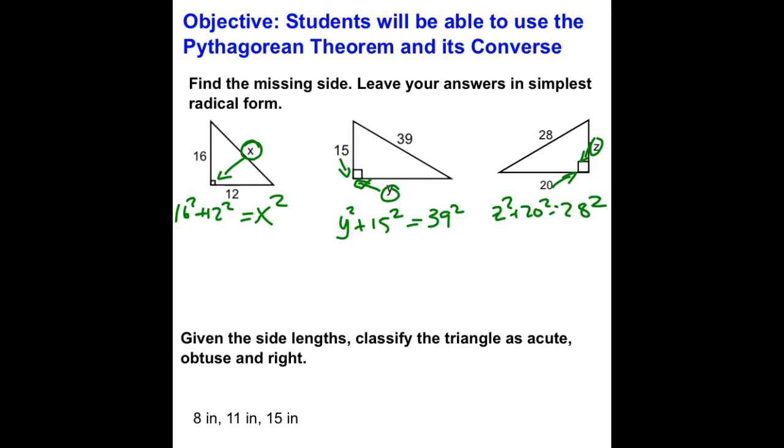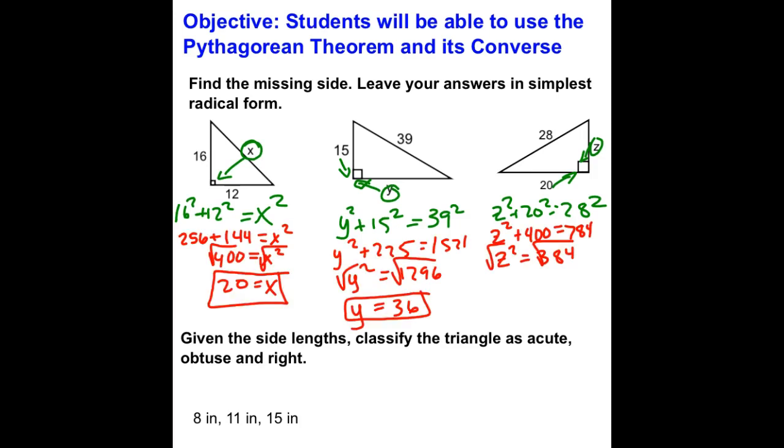So what I'd like you to do now is to pause the video and just finish solving these three Pythagorean theorem problems. Alright, so you can see that I have my solutions for the first two up there. I got x is 20 for the first one, y is 36 for the second. The third one for z, you might have gotten to the same stage as I did, that z squared equals 384, so z equals the square root of 384.